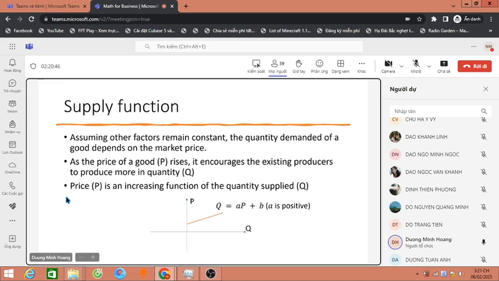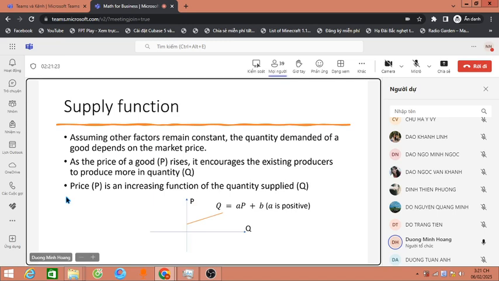Okay, similarly for supply function. So supply function describes the behaviors of sellers or manufacturers. Okay, what is the behavior of sellers? When price rises, they would tend to produce more, in order to capture more profits. If price lowers, they would tend to produce less, and reserve their resources for other things that can bring in more profits.